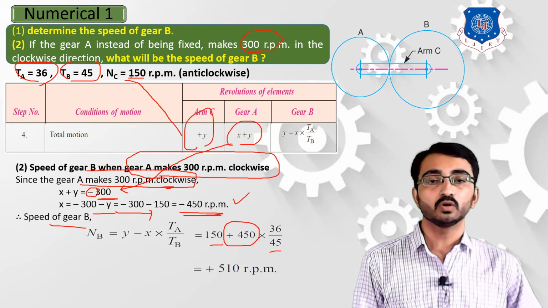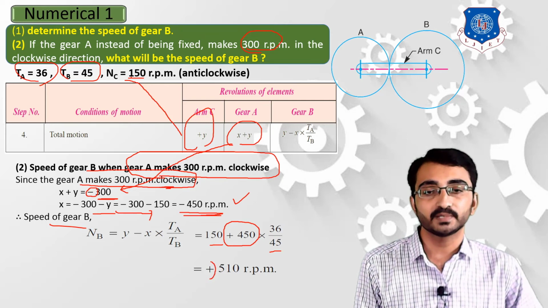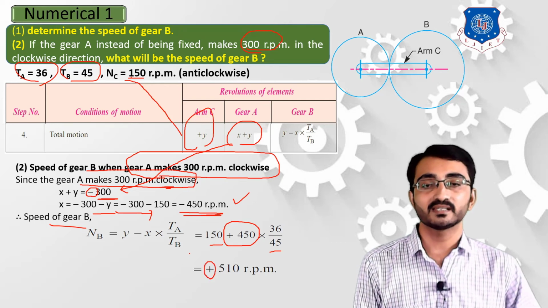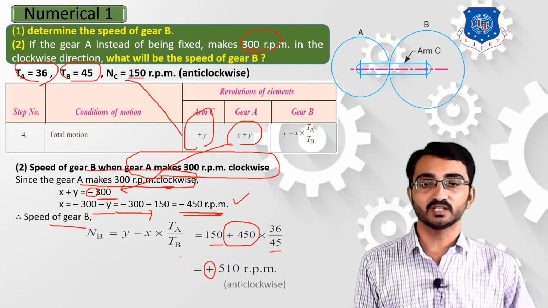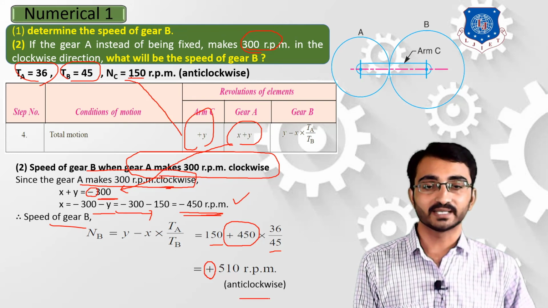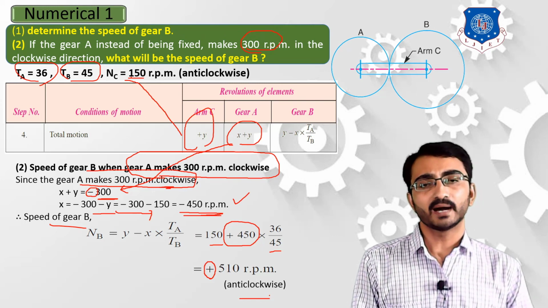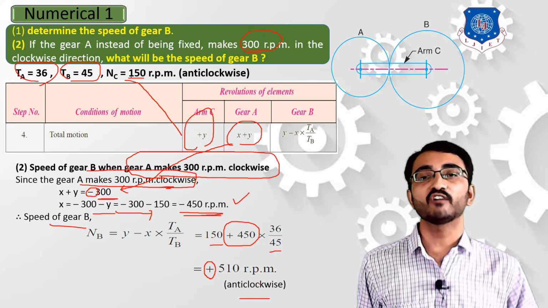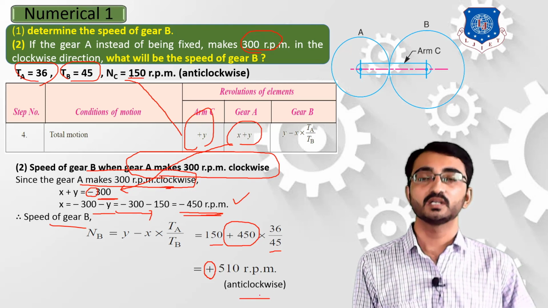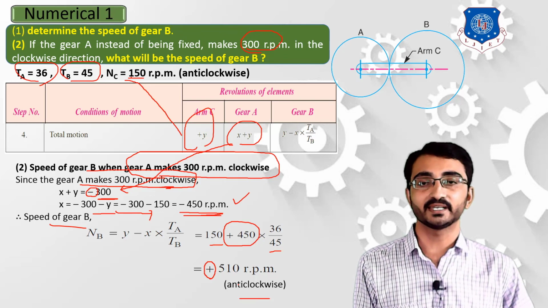Again we have to mention the direction. As the plus symbol indicates, gear B is rotating in the anti-clockwise direction. So we have to mention anti-clockwise direction. This is a simple method. By using this tabular method, you can solve any numerical of epicyclic gear train. If you remember the conditions for the table properly, then you can solve numericals of epicyclic gear train.